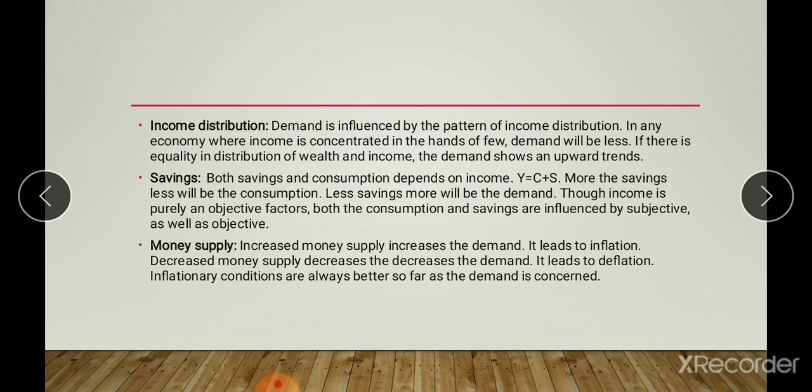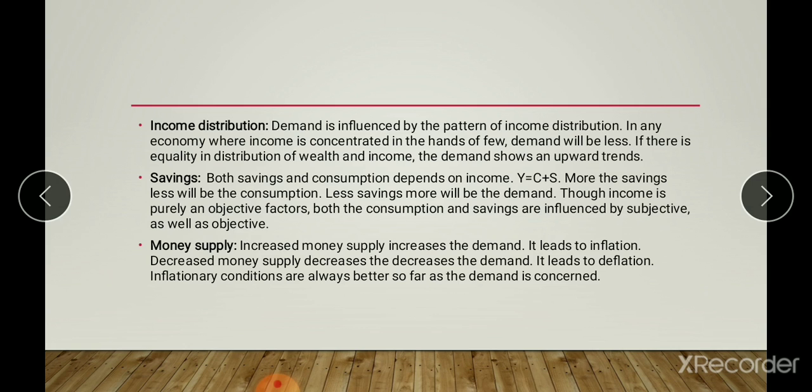Let us move on to income distribution. Demand is influenced by the pattern of income distribution. In any economy where the income is concentrated in the hands of a few, demand will be less. To make it simple, let us assume that there are more rich people than poor people, so more money is in the hands of rich people. So here demand is less. If there is equality in the distribution of wealth and income, demand shows an upward trend. So this is income distribution.